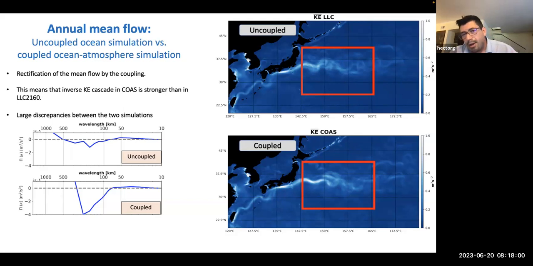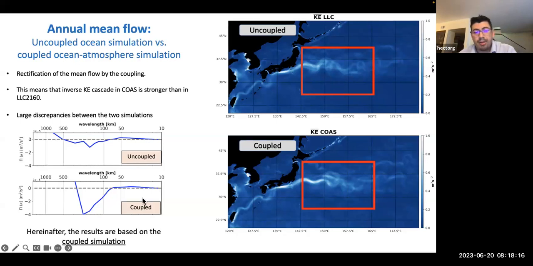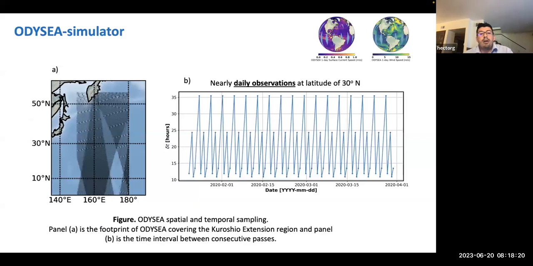The domain has to be large enough to capture mesoscale features, but not too large to lose local dynamics. But it's not that simple to compare models against observations. So here and after, the results are going to be based on the coupled simulation. And let's see how it goes.